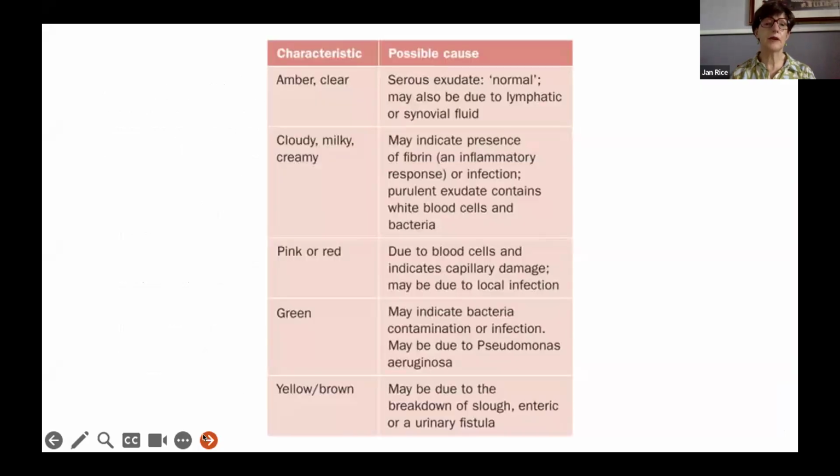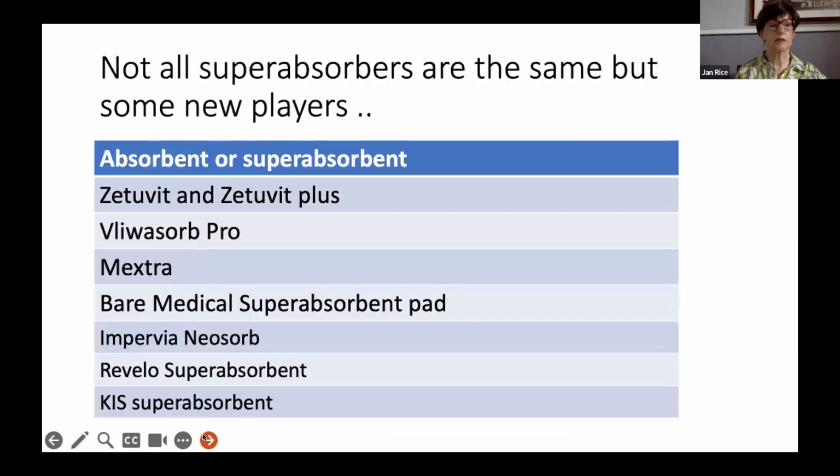Please read that document, because in there they have charts, or tables such as this, which will describe the colour of the fluid and what may be the possible cause for that colour. And then in another section, it will tell you what you should be doing for those problems. I really like this document.